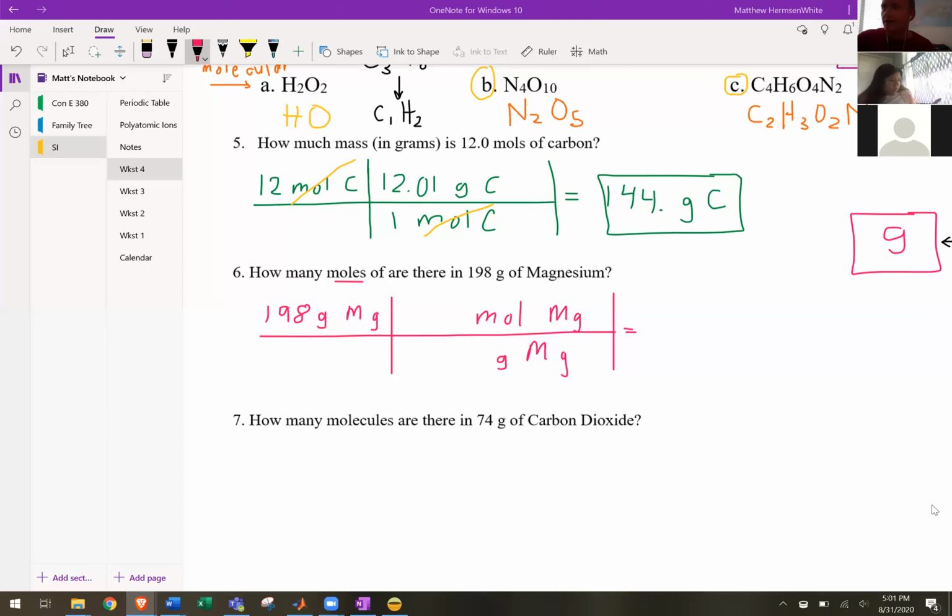Okay, so if you're still working, that's completely fine. This is brand new, so don't expect to be proficient at it right away. So number 6, how many moles are in 198 grams of magnesium? So again, we start by writing what we have in the top left, drawing out a line and dividing them with vertical lines like this, just like it was a unit conversion. And then we say, well, how many grams are in 1 mole?